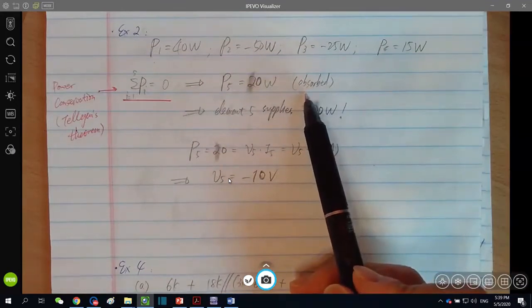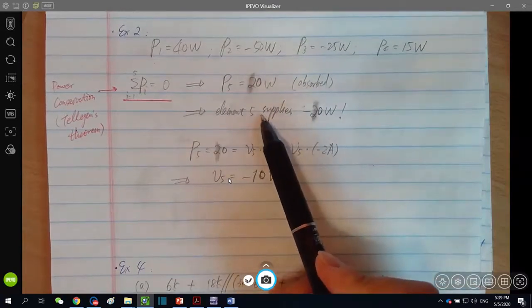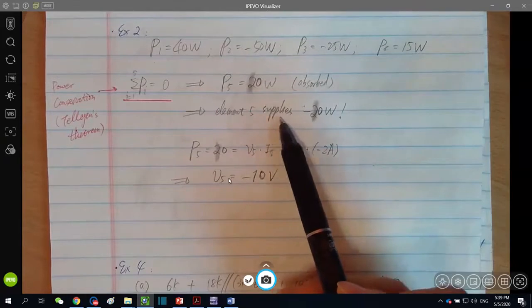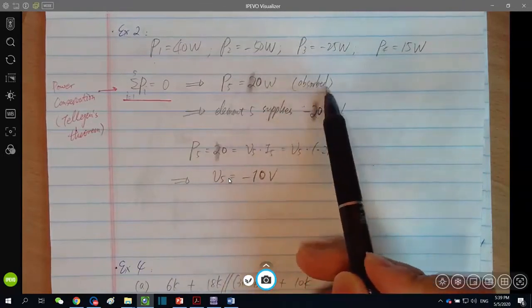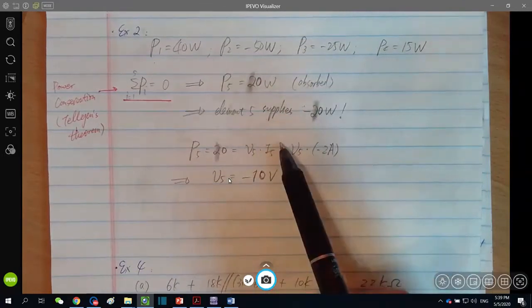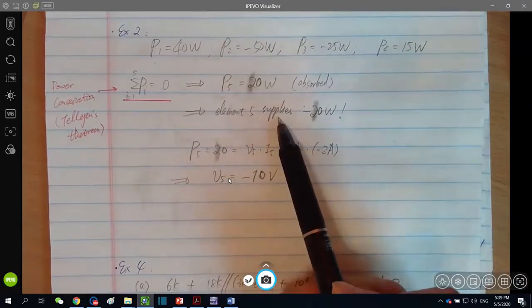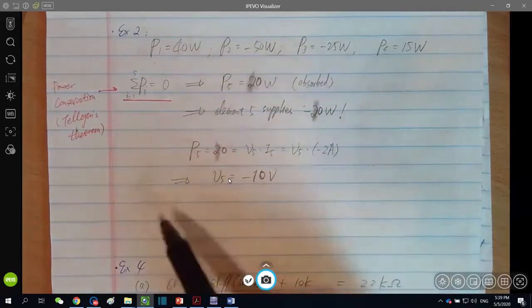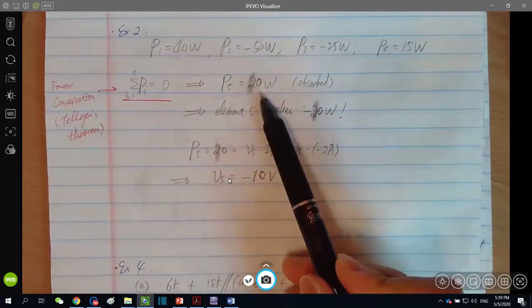However, be careful, the problem we're asking is tricky, I have to admit. However, it's helping you understand the concept better. The question is asking how much power the element 5 supplying, not consuming. So how should we answer this? We should say 5 is supplying negative 20 watt, which is equivalent to consuming positive 20 watt.